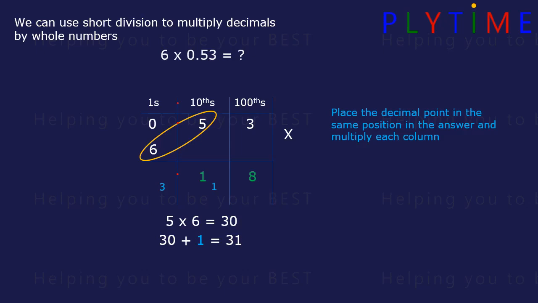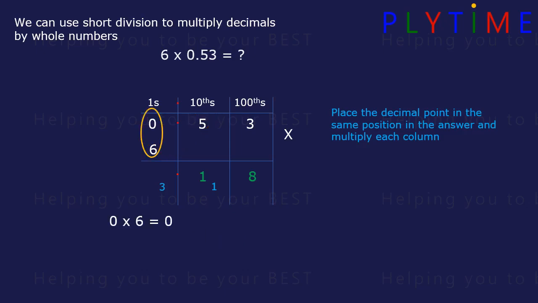Now 6 multiplied by 0 is 0. Don't forget the 3 we brought forward, so the answer's 3. The total is 3.18. 6 times 0.53 is 3.18.